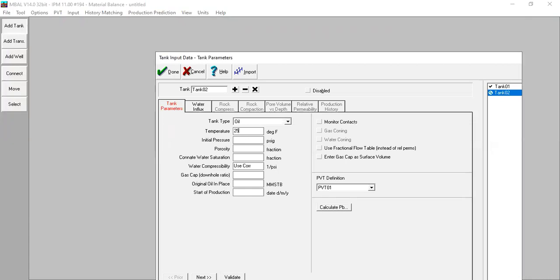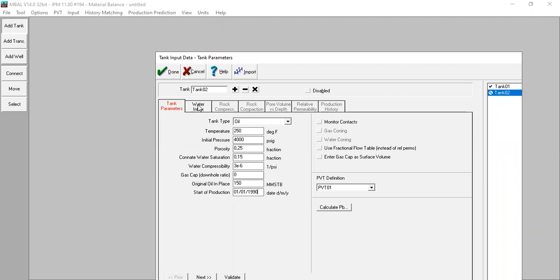The temperature is 250, the initial reservoir pressure 4,000, the porosity 0.25, connate water saturation 0.15, water compressibility 3 e to the minus 6, no gas cap, and original oil in place, for example, 150, and start of production, this one. So more or less, it's like tank 1, okay?